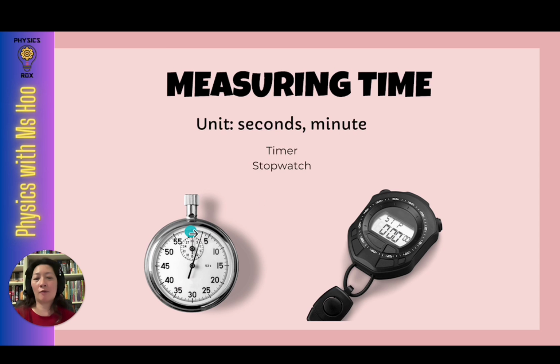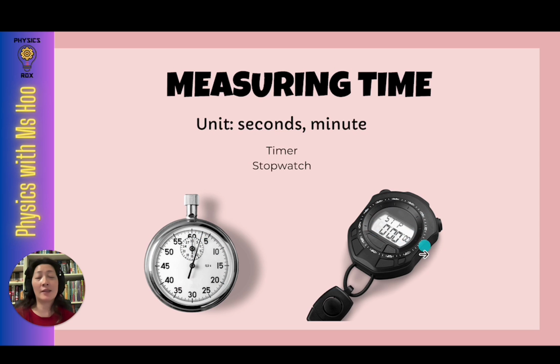Generally, for analog stopwatches, you can see that the larger face here is showing the time in seconds and the smaller face is showing the time in minutes. So every time you read an analog stopwatch, don't forget to look at the inner face. That's something that a lot of students tend to miss out. So this is seconds, this is minutes.